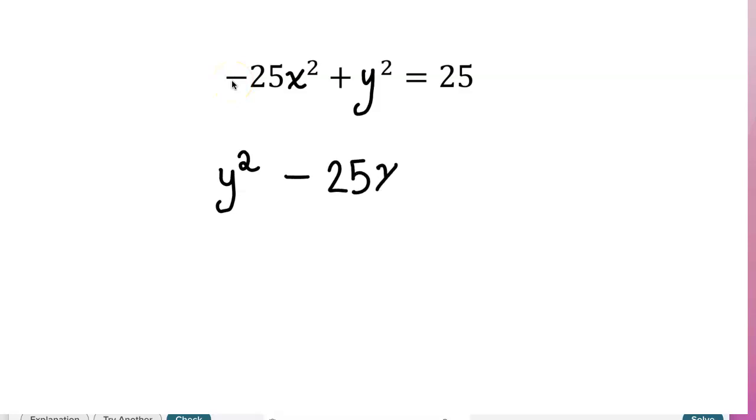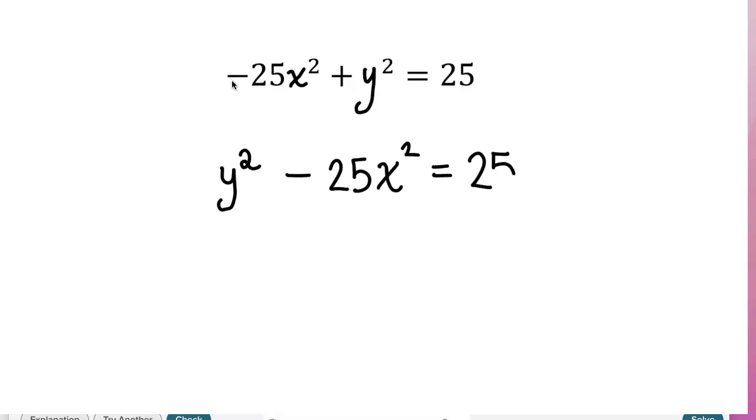The first thing that I do is I try to make it so that we have something minus something else, okay? Because for hyperbolas, you need a minus sign in between. So the only thing that I did first is switch the order of these two, okay?